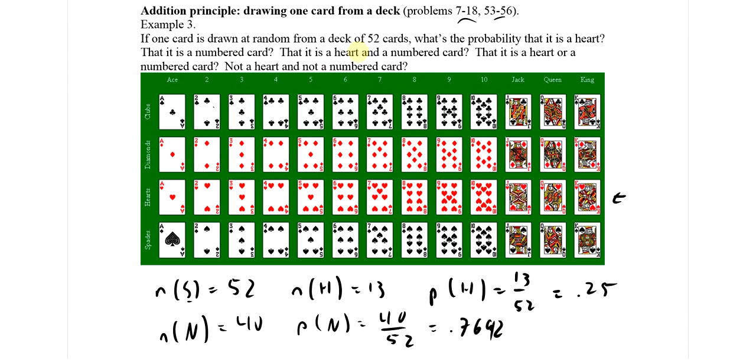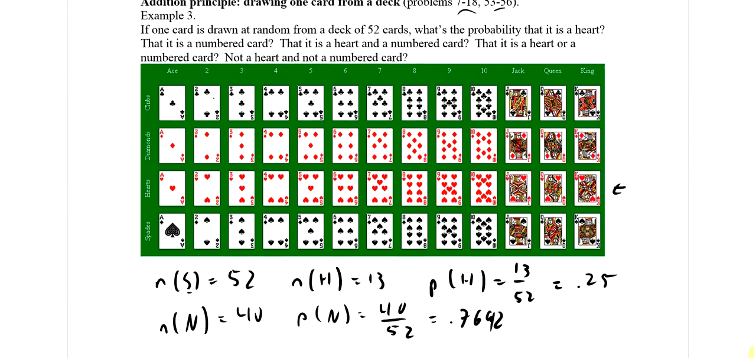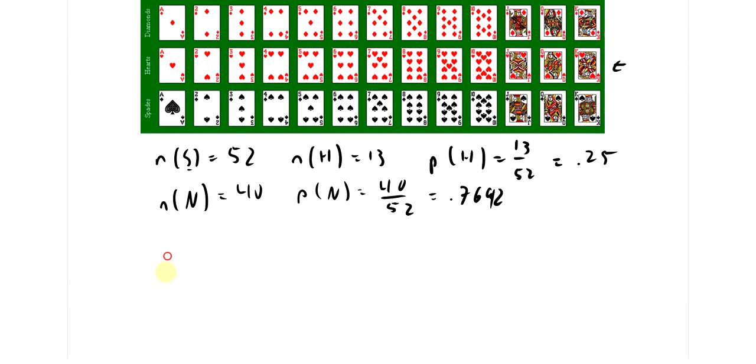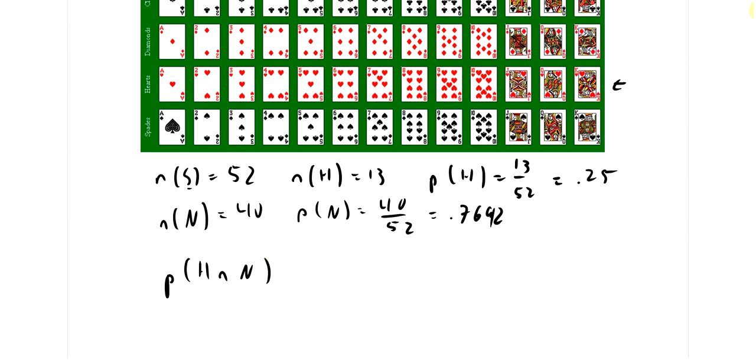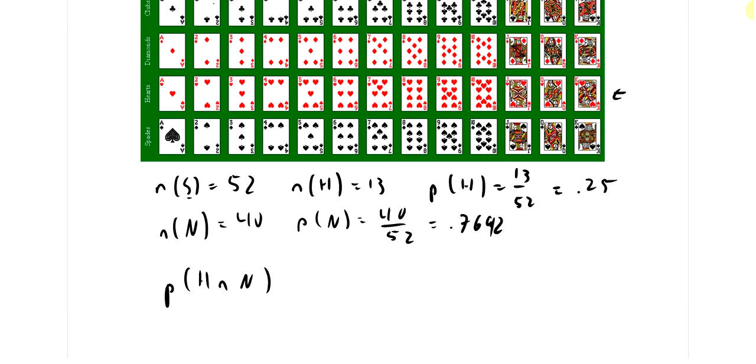Right. What's the probability that it's a heart and a number card? So probability of heart and number card. Remember that and is the intersection. So how many hearts are also number cards, or how many number cards are also hearts? Well, 1, 2, 3, 4, 5, 6, 7, 8, 9, 10. There are 10 cards that are both hearts and number cards. And so 10 out of 52 is 0.1923, apparently, if I can read my notes.